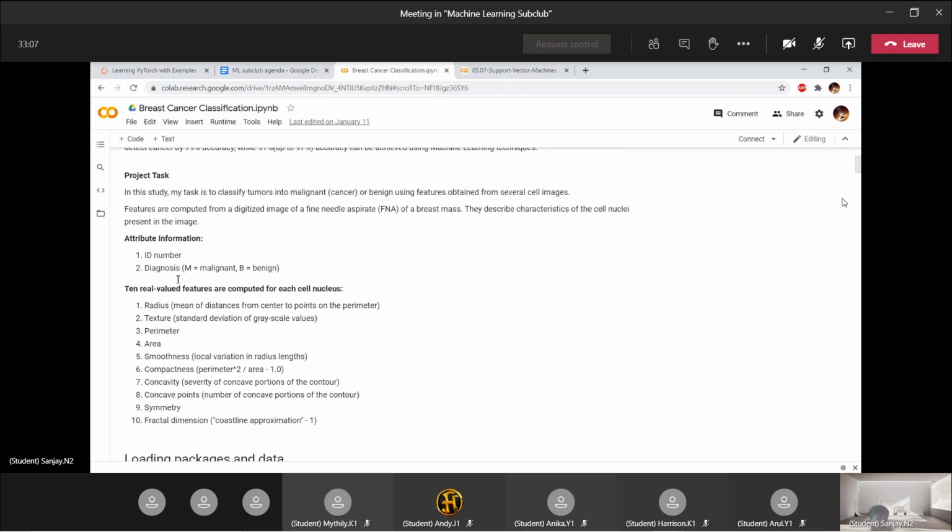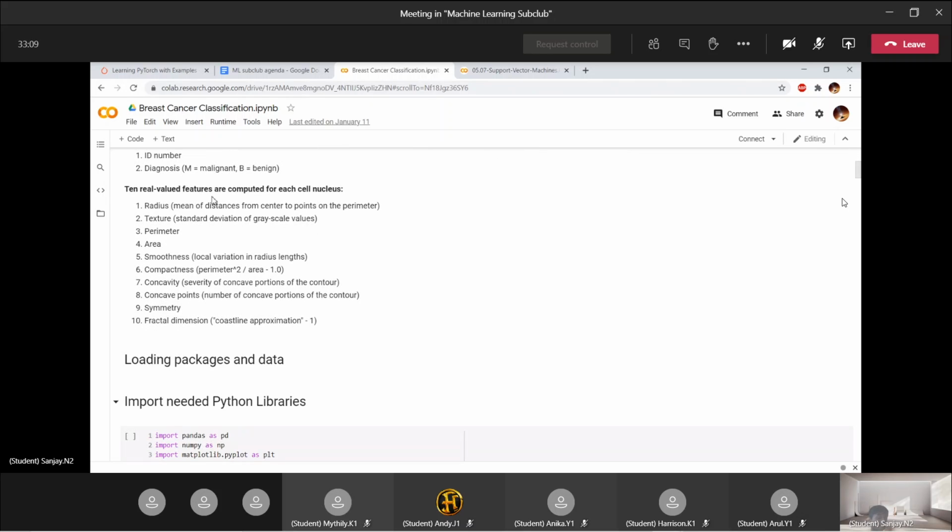So these are the attribute information we have. And then we have 10 feature values, right? So first we have the radius of the tumor. We have the texture of the tumor.